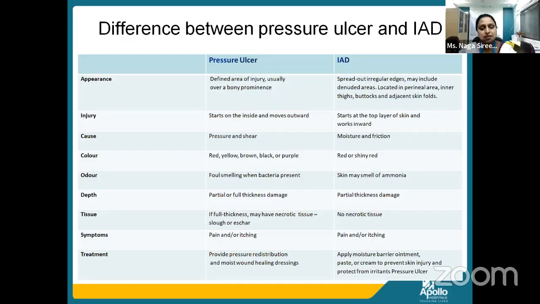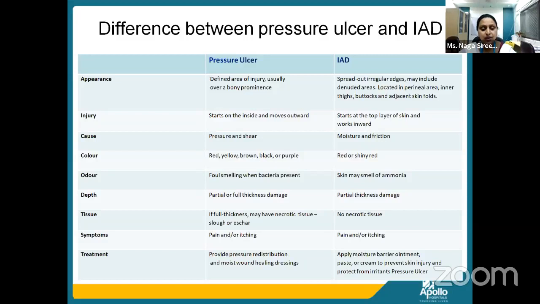In a pressure ulcer, the injury starts on the inside and moves outside. But in IAD, it starts at the top layer of the skin and goes inside. A pressure ulcer is caused by pressure and shear, but IAD by moisture and friction. The color of a pressure ulcer can be red, yellow, brown, black, or purple, but in IAD it can be red or shiny red. Odor: foul smelling when bacteria are present, and in IAD the skin may smell of ammonia. Depth: a pressure ulcer has partial or full thickness damage, but IAD has only partial thickness damage. Tissue damage: a pressure ulcer may have necrotic tissue, but IAD has no necrotic tissue. Symptoms: pain or itching in both.